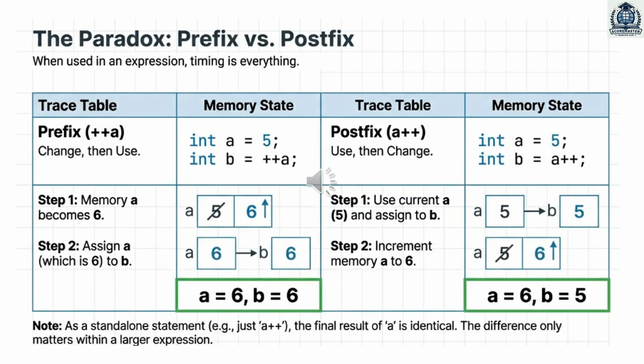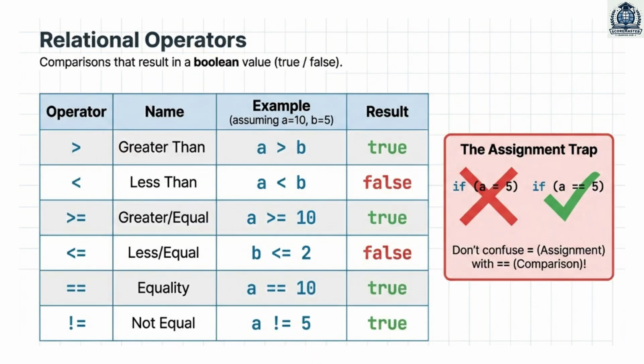Prefix, ++a, increments first, then assigns, so both a and b become 6. Change happens before the value is used. Postfix, a++, assigns first, then increments, so b gets 5 while a becomes 6. Timing is the whole game here.